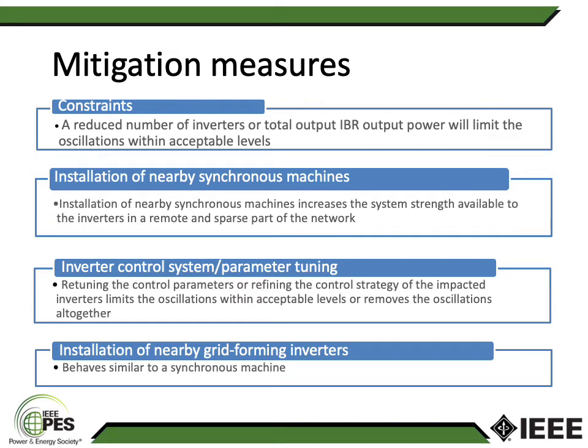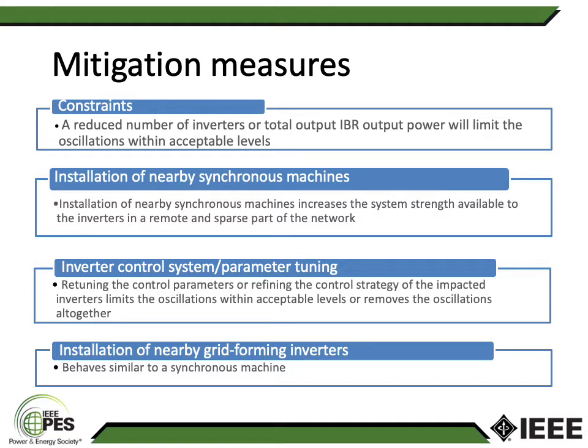Okay, in this slide, we take a look at various mitigation measures available, and then we'll discuss each in greater detail in the next few slides. The first approach is the use of system constraints, which would either reduce the total output power of an IBR or a cluster of IBRs, and in the most acute case, it would reduce the number of online inverters or turbines in the power system such that the post-disturbance voltage oscillations are brought to within acceptable levels.